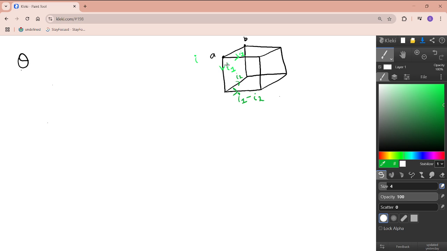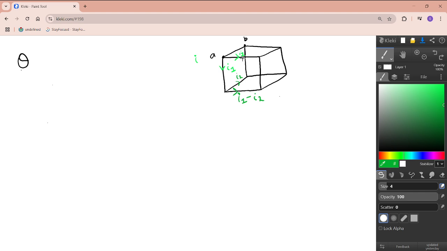Similarly, if this I1 gets divided equally into I2 and I1 minus I2, this I1 must also get divided, since it's mathematically equivalent, into I2 and I1 minus I2. So some part must be I2 and some part must be I1 minus I2. But which is which? See, the one closer to B becomes I2, and the one that's farther becomes I1 minus I2.